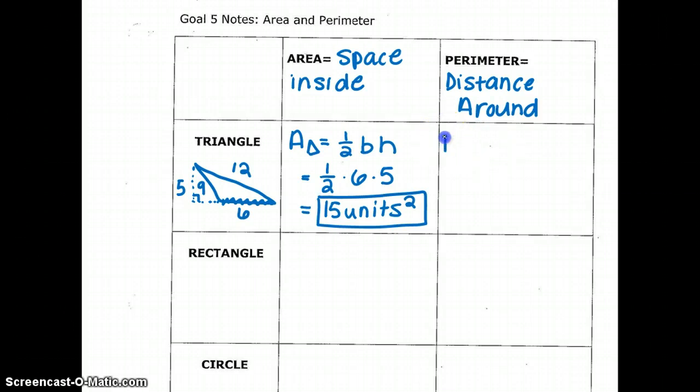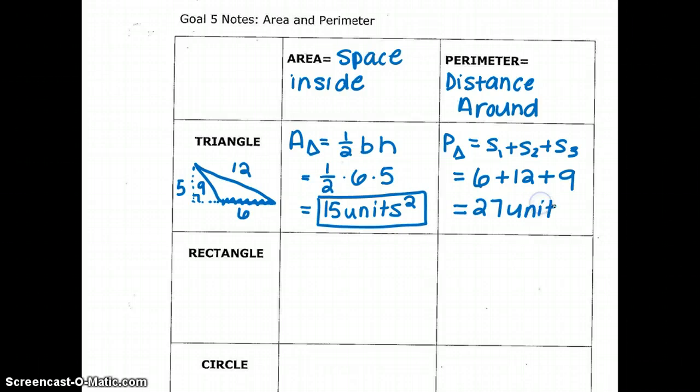To find the perimeter of a triangle, since it has 3 sides, you add all 3 sides together. So in this triangle, I would add 6, 12, and 9. It has to be the actual sides of the triangle, so you don't want to look at the altitude. And that gives me 27 units.